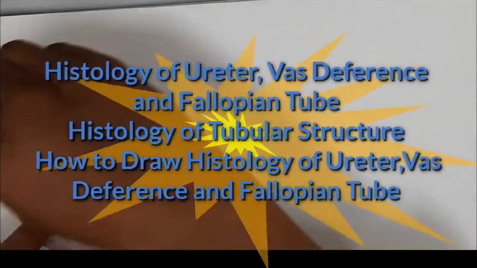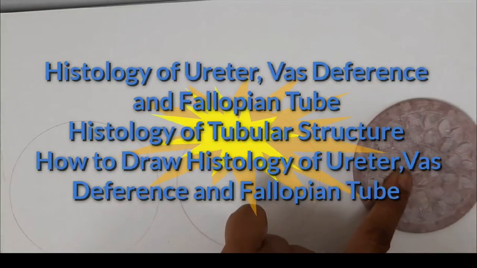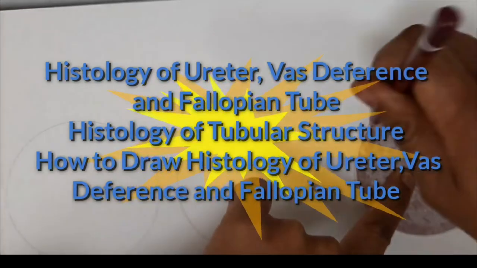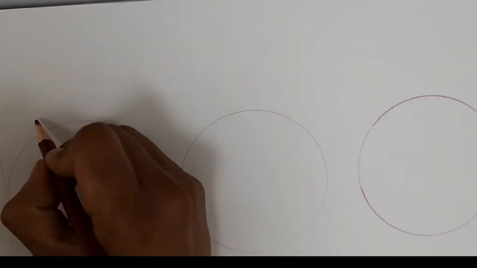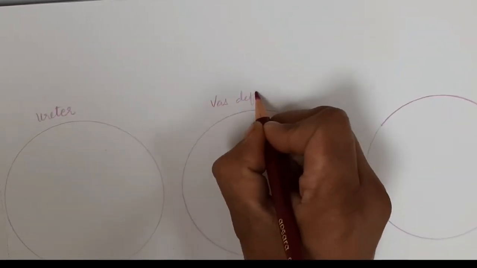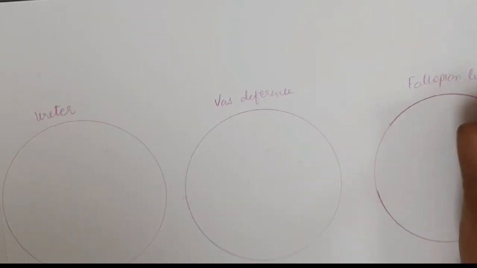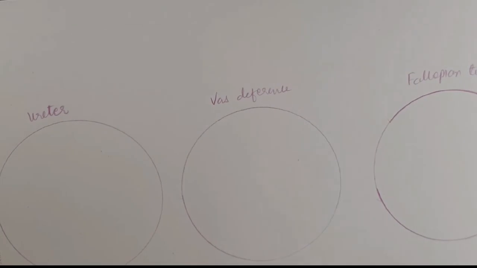Histology of ureter, vas deferens and fallopian tube. These are the tubular structures. They are tube-like in appearance. They are 0.5 centimeter in diameter. Mucosa shows a longitudinal fold in the lumen.